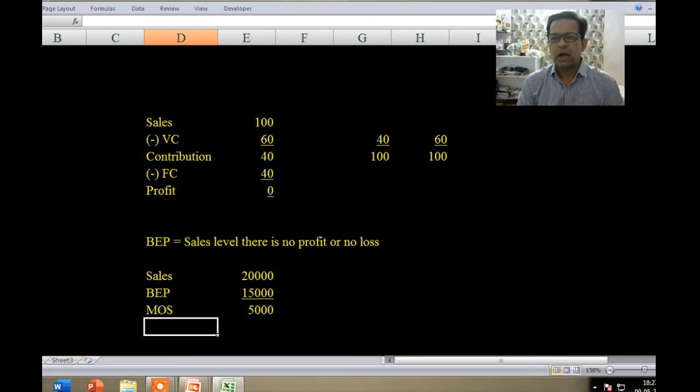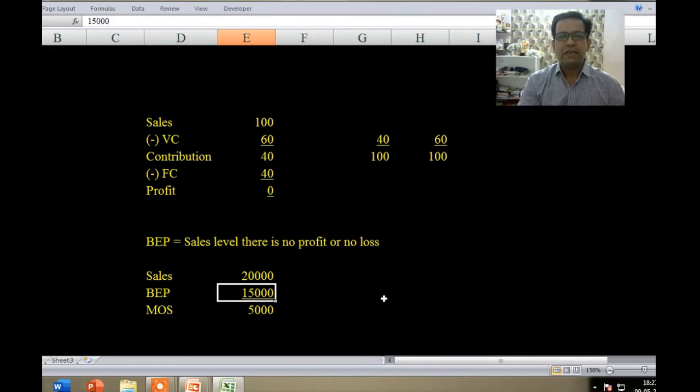Now a lot of students ask me, sir, what is this? Guys, understand this, very simple. To make sure that I am not suffering any loss, I would need to make the sales of rupees 15,000. Anything I sell beyond 15,000 gives me that cushion, that safety, that if my sales decrease by this amount, still I am safe, I will not incur loss. And therefore, any sales which is beyond my BEP sales is called my margin of safety.